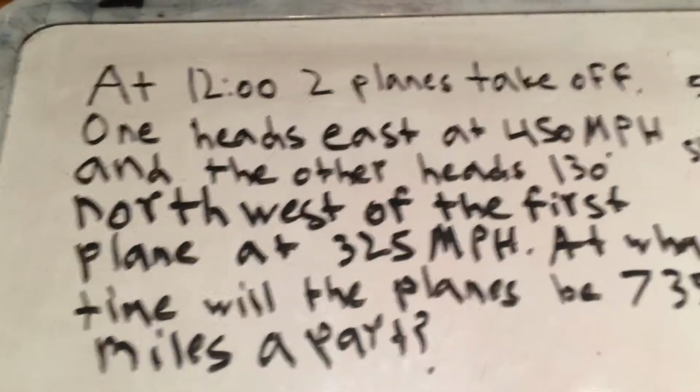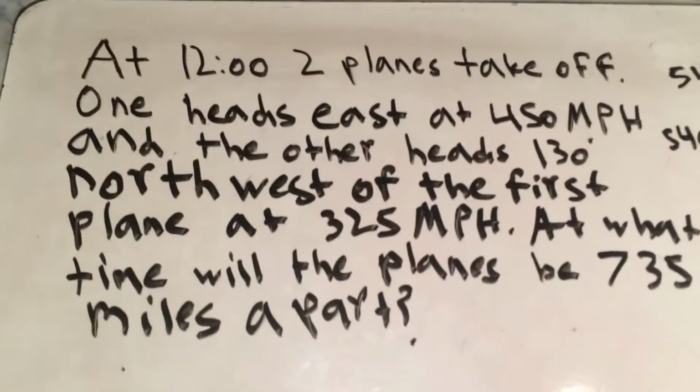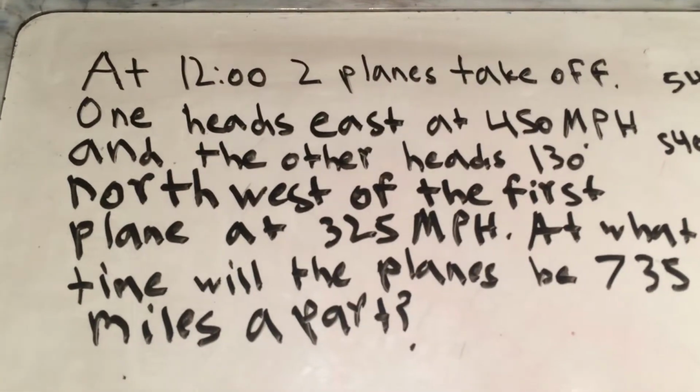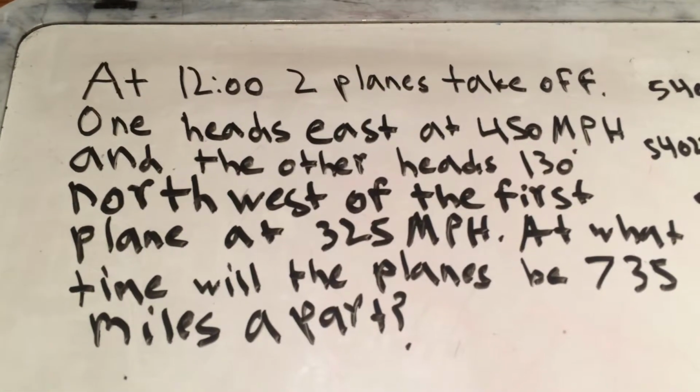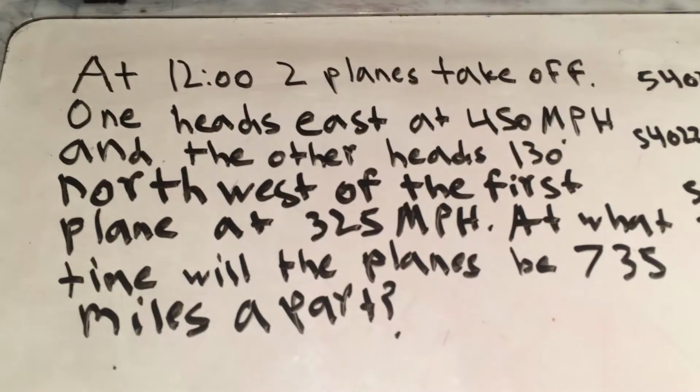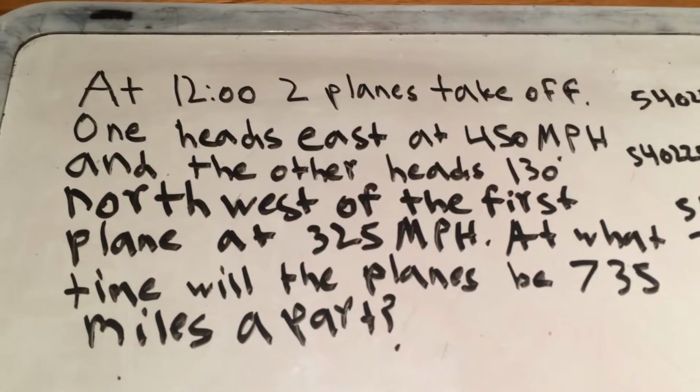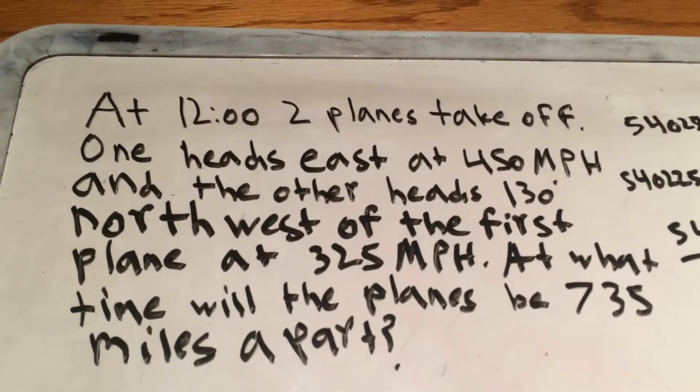So, at 12 o'clock, two planes take off. One heads east at 450 miles per hour, and the other heads 130 degrees northwest of the first one at 325 miles per hour. At what time will the planes be 735 miles apart?